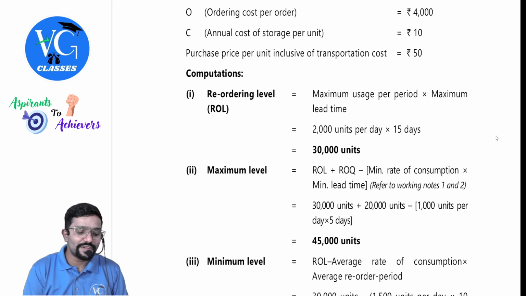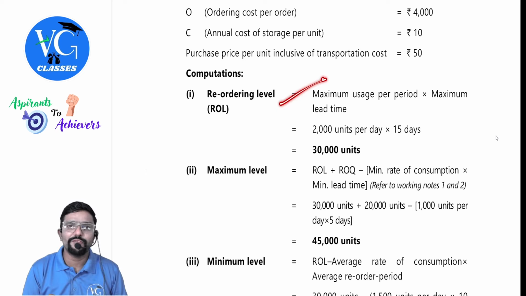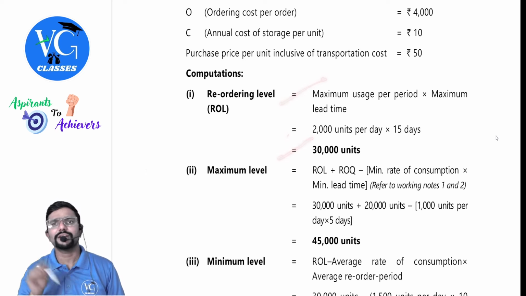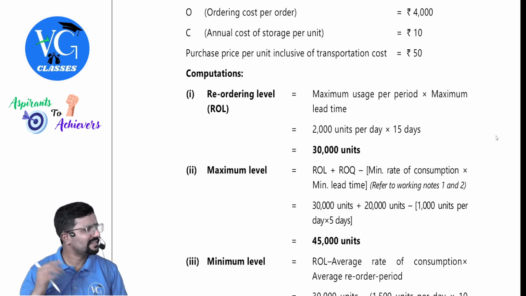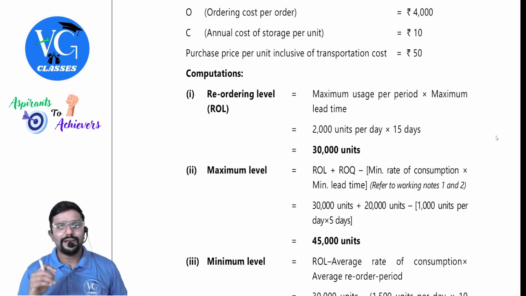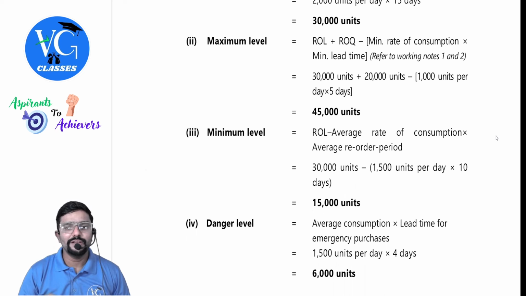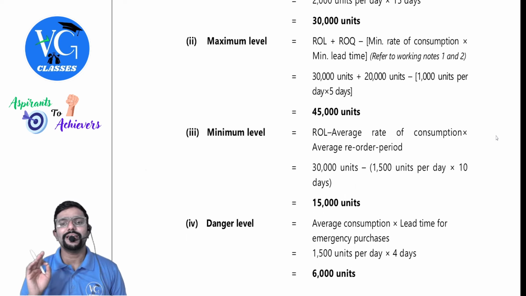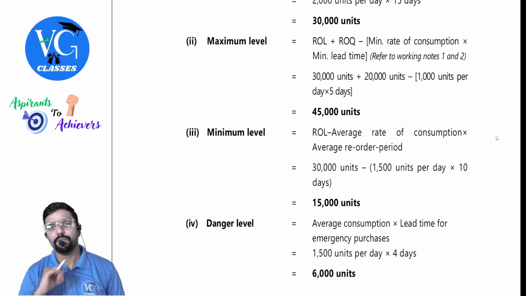So, sir, assume this is for 2 marks, one sub-question for 2 marks. Maybe 1 mark would be for formula and calculation, and 1 mark for the final answer. Clear? They would have just divided it like that. Maximum stock level: reorder level plus reorder quantity minus minimum consumption into minimum lead time.